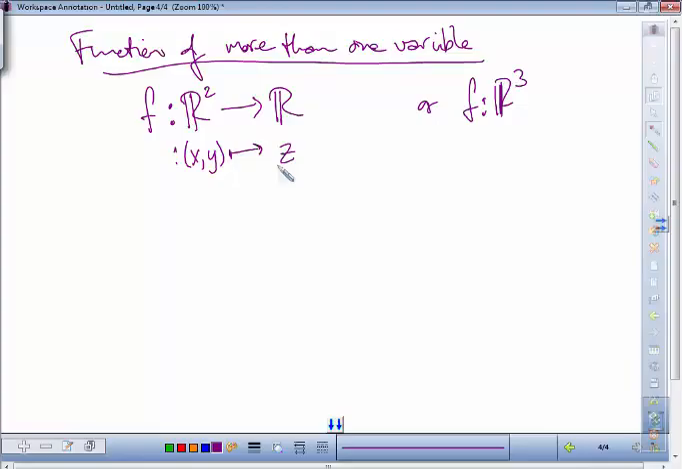And usually if you have a pair of numbers, the output would be a z, and if you have a triple of numbers going from R3 to R, the triple is usually described as an XYZ, and then your output is still a real number, and so sometimes they use W, or sometimes they use other letters.